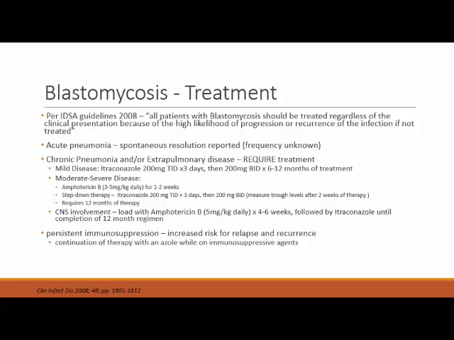If patients are persistently immunosuppressed, they do have an increased risk for relapse and recurrence, so continuation of therapy with the itraconazole while on immunosuppression is recommended.